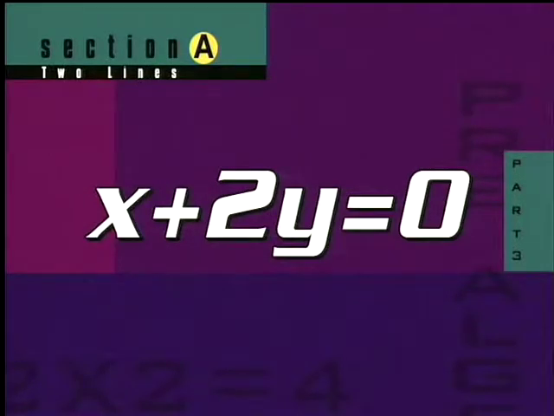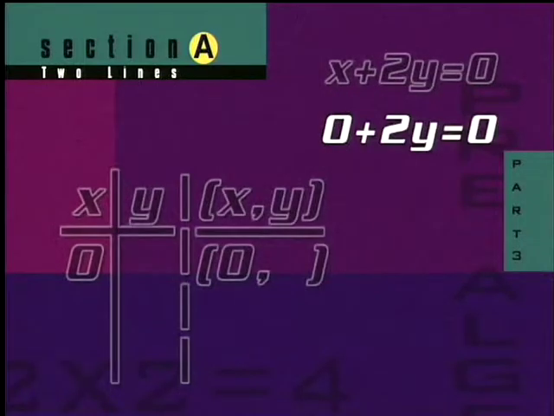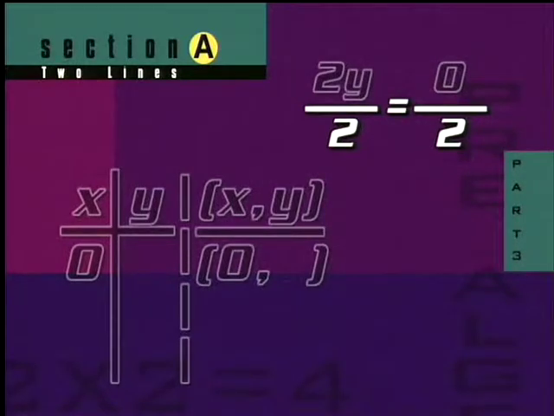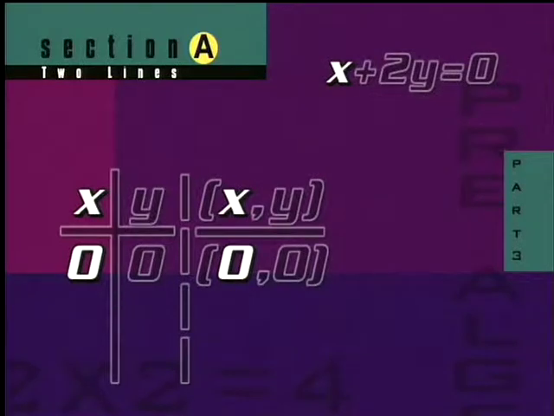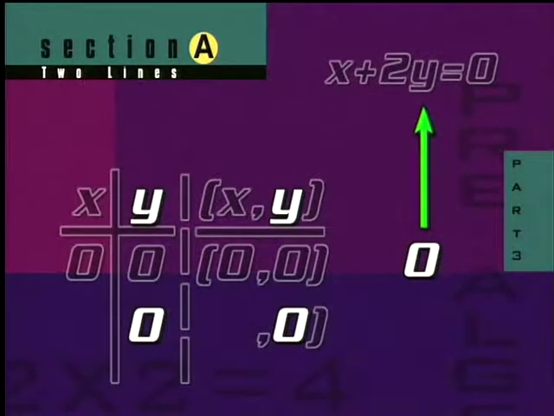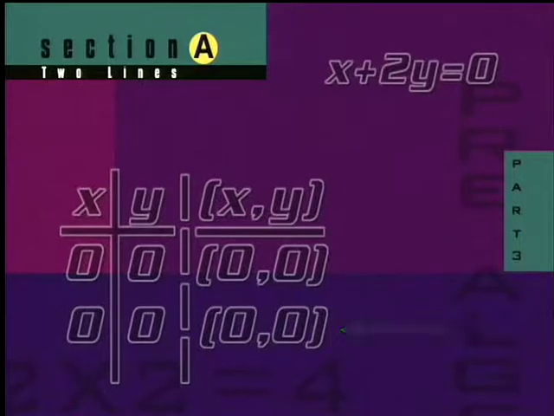Now in this equation, we want to do the same thing. Plugging in 0 for x, we get 0 plus 2y equals 0, or 2y equals 0. Next, we divide each side by 2, giving us y equals 0. So in this equation, when x equals 0, y also equals 0, and vice versa. Notice if we put a 0 in for y, we'd also get 0 for x. That's the same point we just found, so we need to try another number to get a second point.